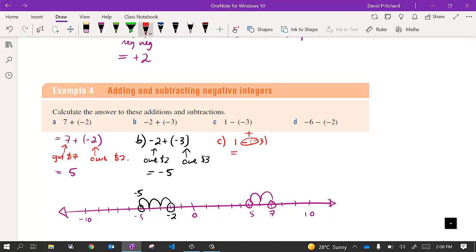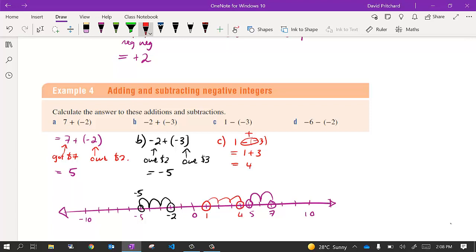So negative, negative makes a positive, and we end up with 1 plus 3. So 1 should be our favorite one, our nice easy one. 1 plus 3 is 4. So we've got 1, and we're getting another 3. So if we put that in red on the number line, there's our 1. And we're going 1, 2, 3. We end up at 4.